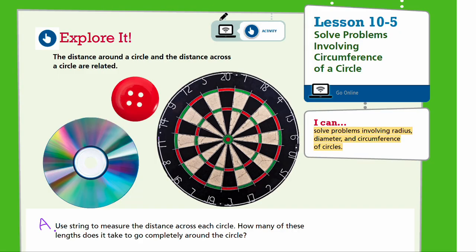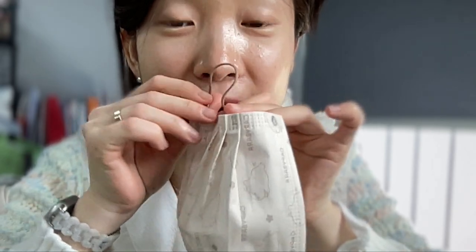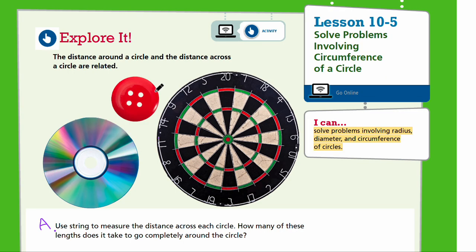Or if you actually have a string, you could use that string. So let's look at each circle. The string of my mask is very elastic, so I'm just going to try my best not to pull it so that it doesn't change the length. I'm just going to make sure it goes around without any force. If you have an elastic string like me, you could also try not to pull it so that you don't change the length. Okay, let's look at each circle.